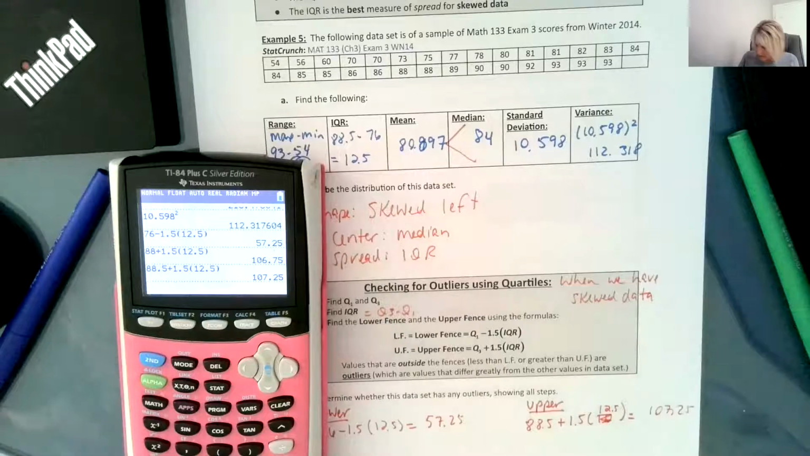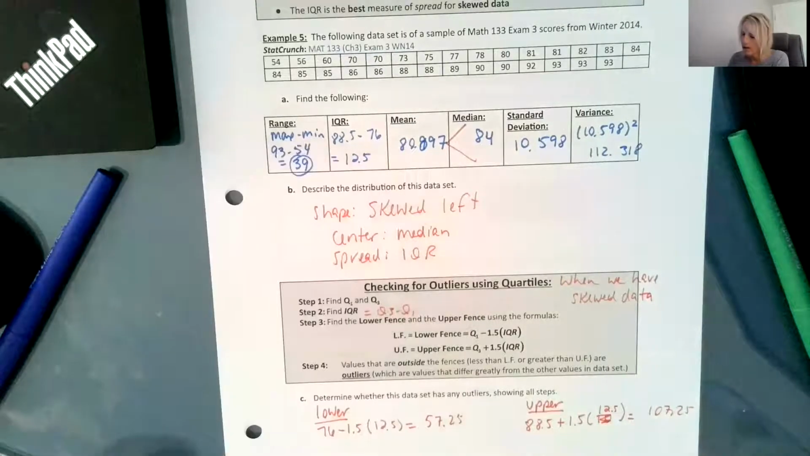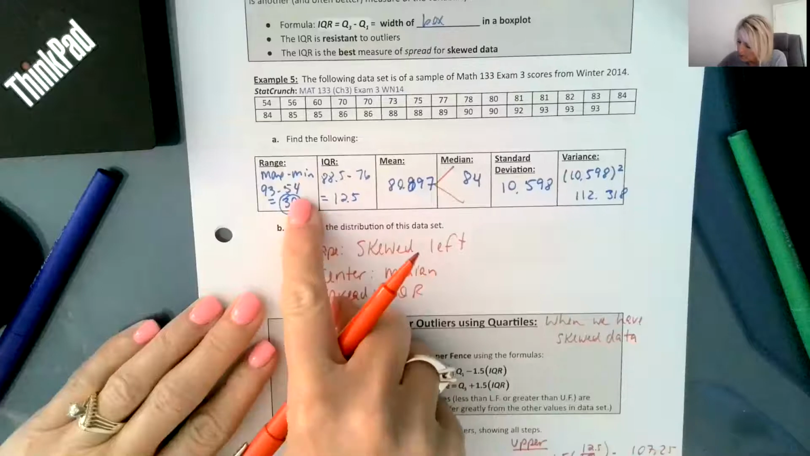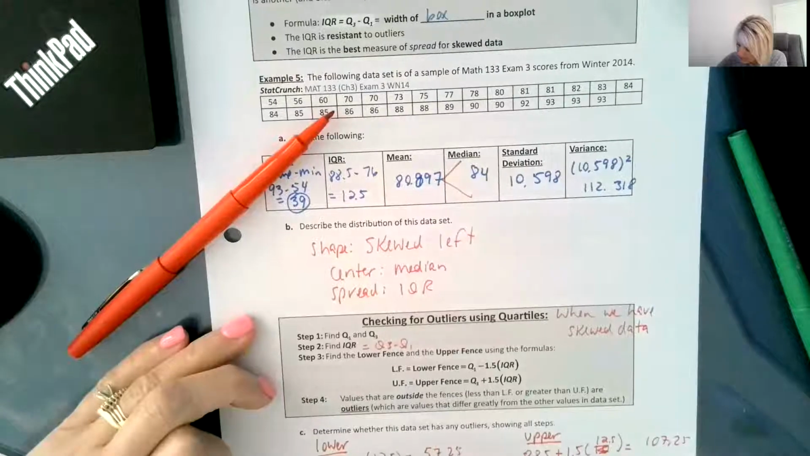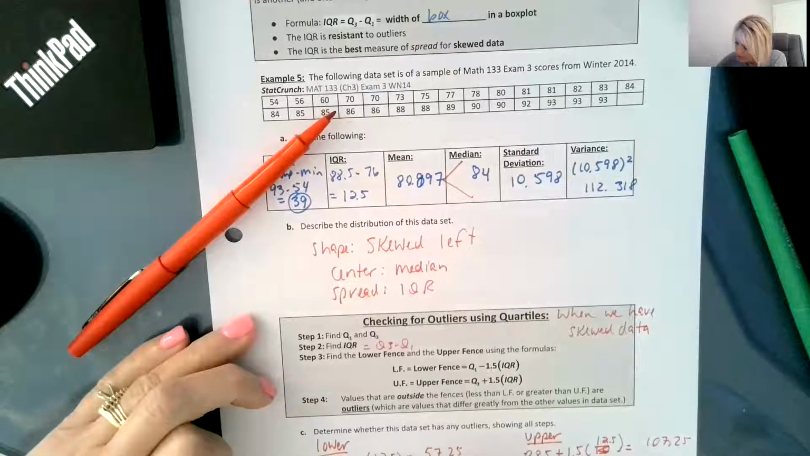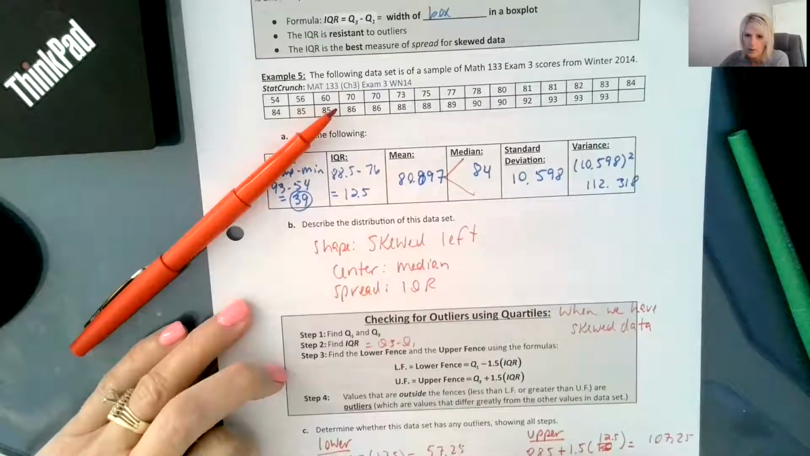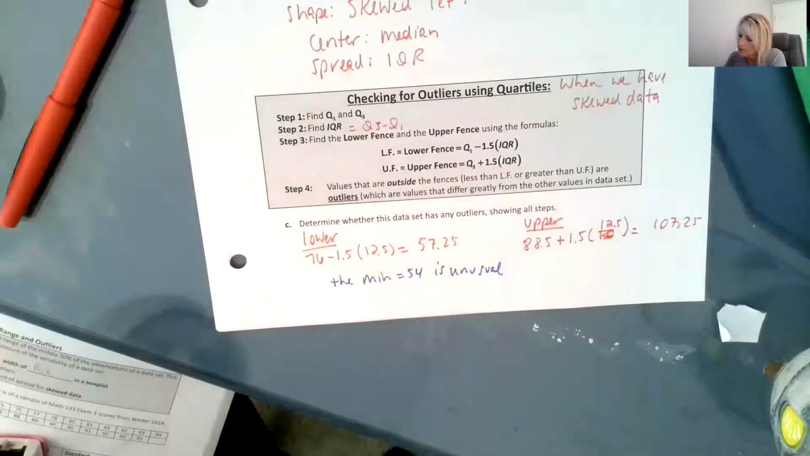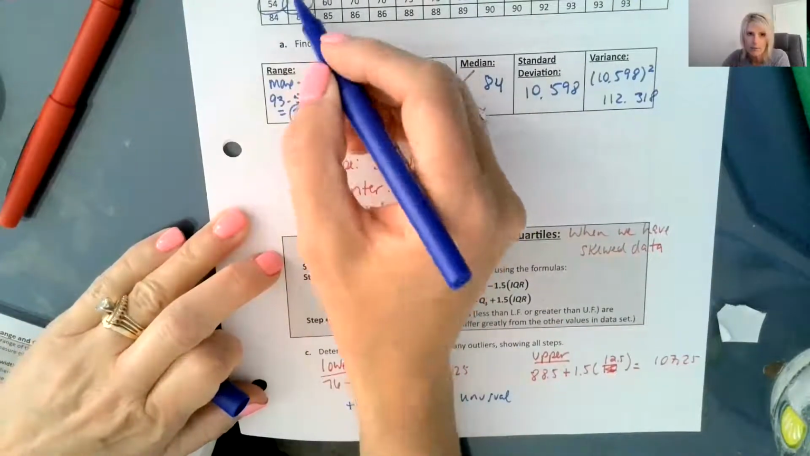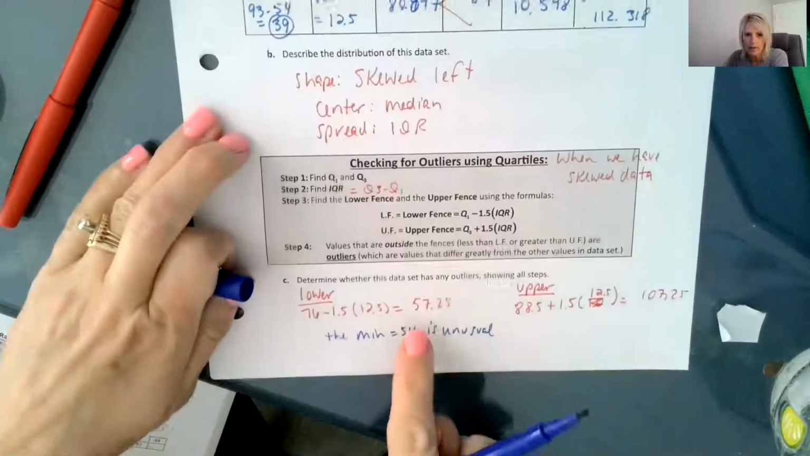So go back and look at the data and see if we have any data that's smaller than 57.25. And we can see this by our min and our max. Our smallest min is 54. So our min is lower. That's going to be unusual, right? And then we can't have a student score more than 100%. So we couldn't have anything in the upper. But the min is unusual because it's lower than the 57. And actually, we have two data points. We have 54 and 56. They're both considered unusual because they're lower than the fence.